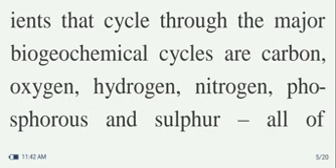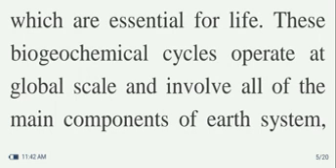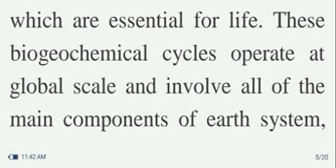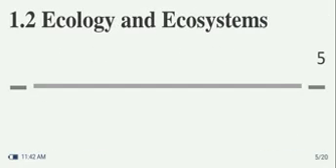The nutrients that cycle through the major biogeochemical cycles are carbon, oxygen, hydrogen, nitrogen, phosphorus, and sulfur, all of which are essential for life. These biogeochemical cycles operate at a global scale and involve all of the main components of the Earth system. These materials are transferred continually between the geosphere, atmosphere, hydrosphere, and biosphere, geology, and ecosystem.